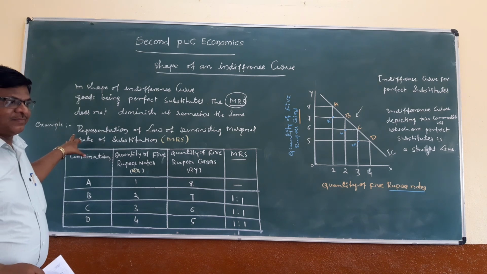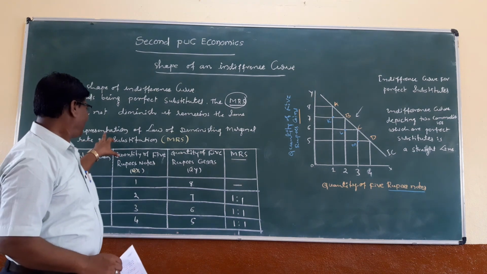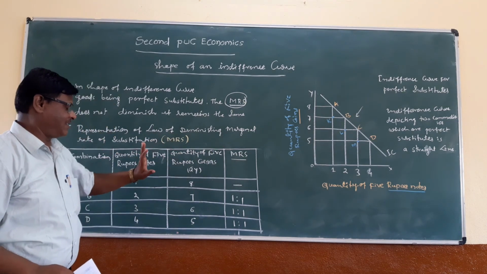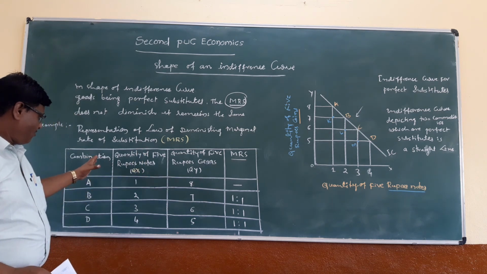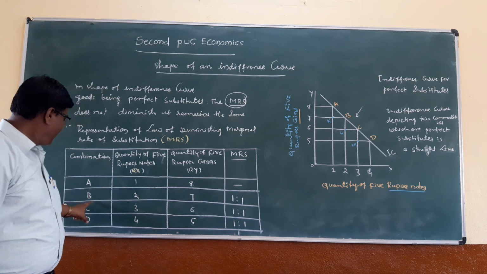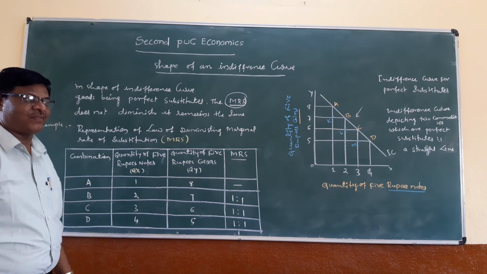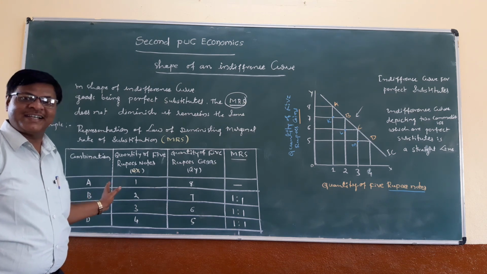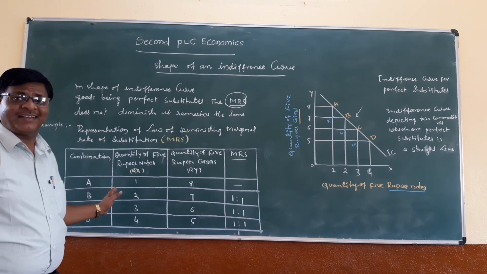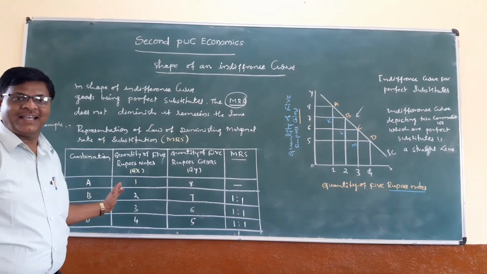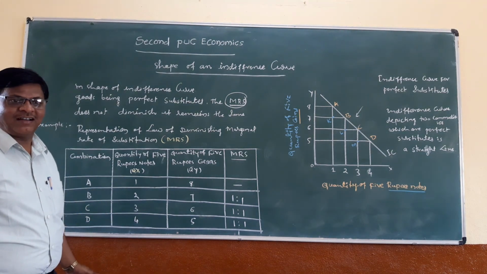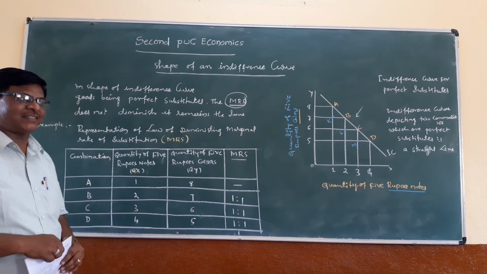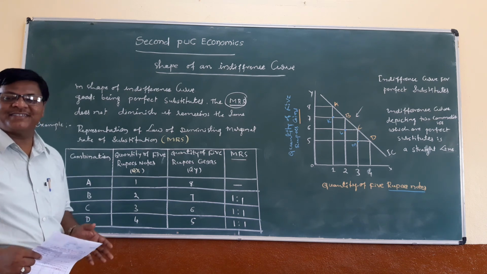Let us see an example, the representation of the law of diminishing marginal rate of substitution, MRS. The first column shows A, B, C, D, the combinations of goods that are substitutes. In these, the consumer is indifferent. He can choose any combination, either coins or notes.